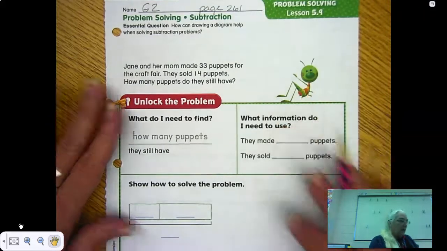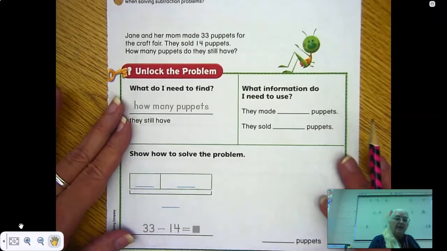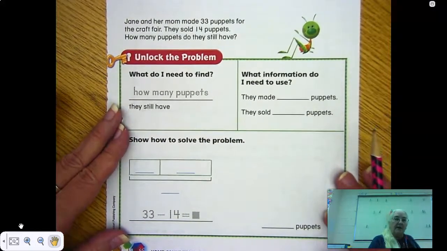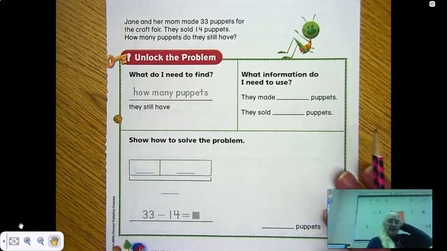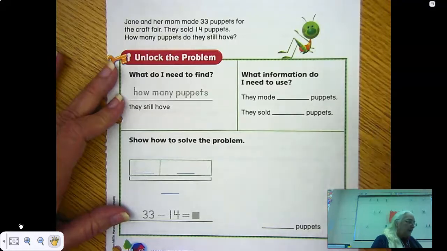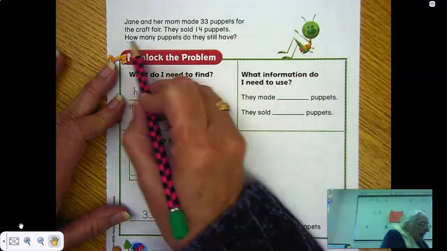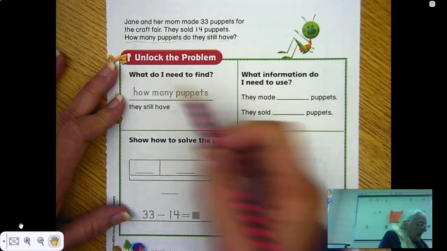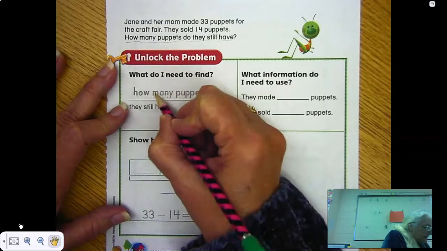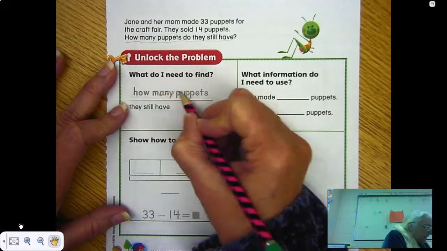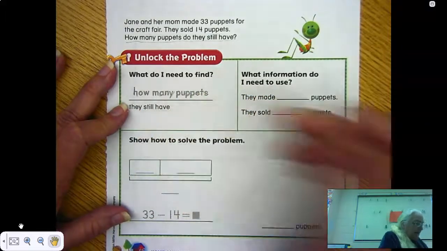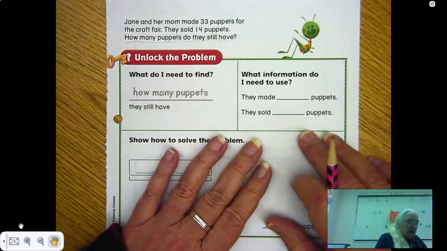So here's our question. Jane and her mom made 33 puppets for the craft fair. They sold 14 puppets. How many puppets do they still have? So let's unlock that problem. What do I need to find? I need to find how many puppets they still have.